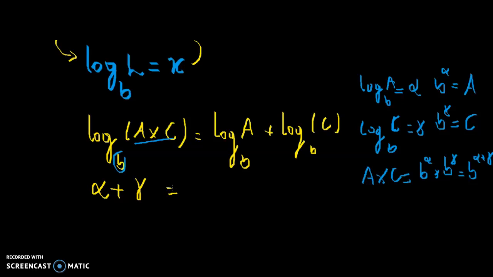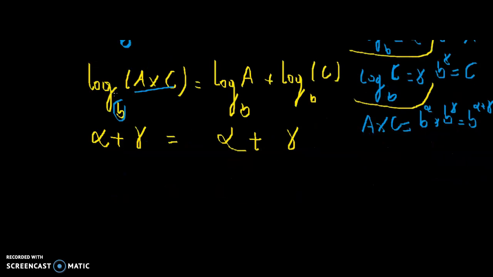Now, on the other side, what I have is the log of a on the base b, which is alpha, plus the log of c on the base b, which is gamma. So it's actually very simple, and here we see why we have this property. So whenever I have the logarithm of a times c on a base b, I can open it and make it the logarithm of a on the base b plus the logarithm of c on the base b.